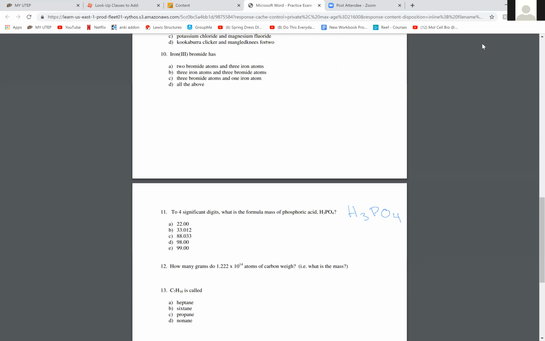Yes. So 3 times 1, and then phosphorus. What's phosphorus? I don't have my table with me. Does anybody else have their table with them? It would be 3 times 1.008, and then phosphorus would be 30.97. Oxygen is 15.99. Yes, okay.